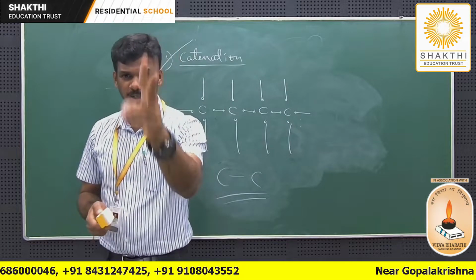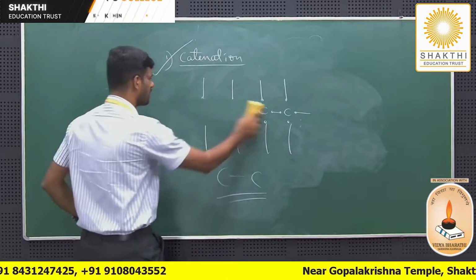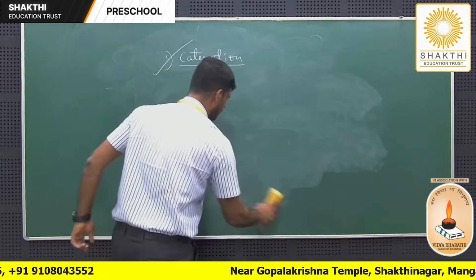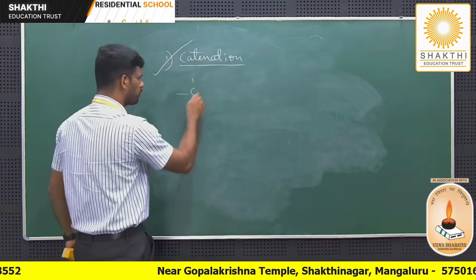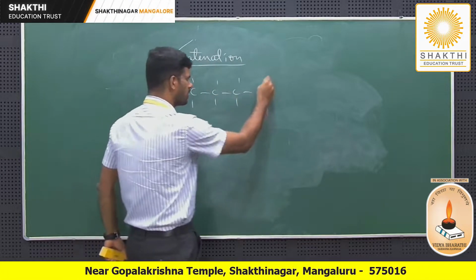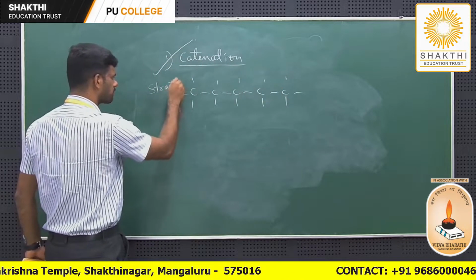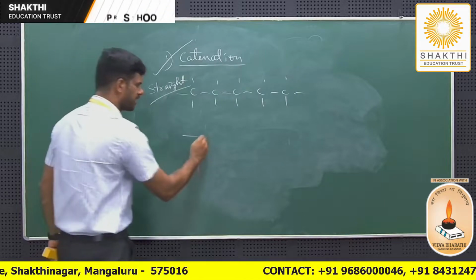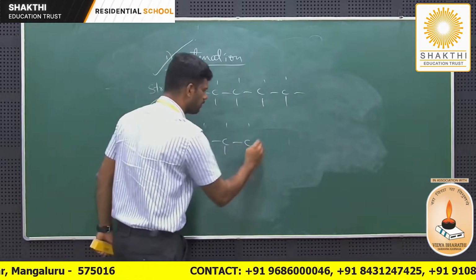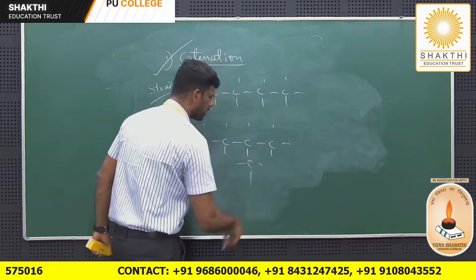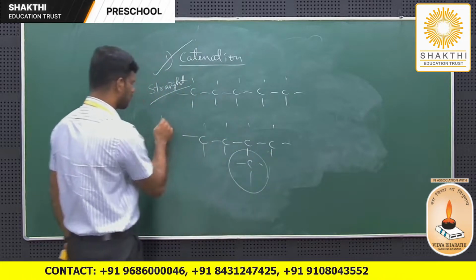If it is asked for 2 marks, I say there are 3 types of catenation possible. The first type of catenation, as you have all seen, is a straight chain. Whereas in the second case, there is a very important concept: you get a branch. Can you see a branch? This is called a branched chain.